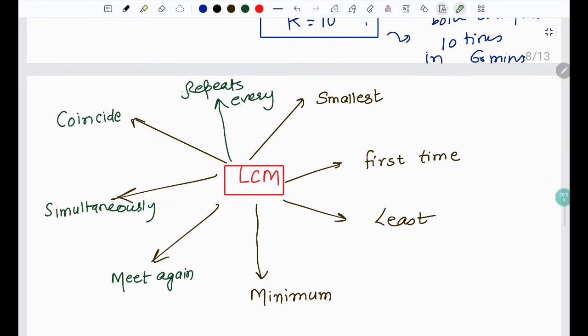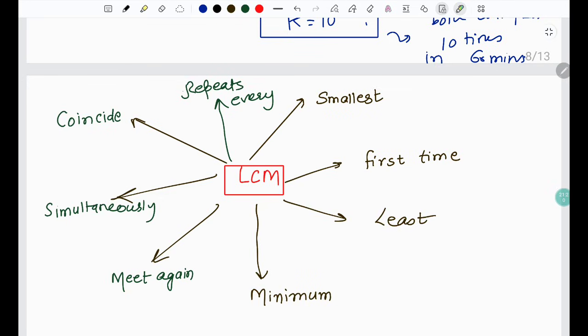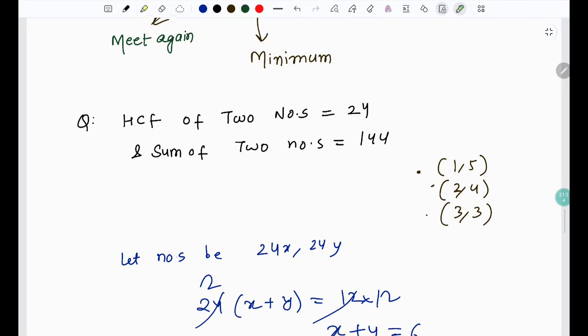So here is a flow chart of the key terms given in a question, through which we get a signal that the question is eventually going to ask about the lowest common multiple. If the question asks the first time, the least of all, the minimum value, if the two persons meet again, if the two clocks are reaching simultaneously, if something coincides, if something is repeating every 2 seconds, 2 minutes, all of these terms are for LCM.